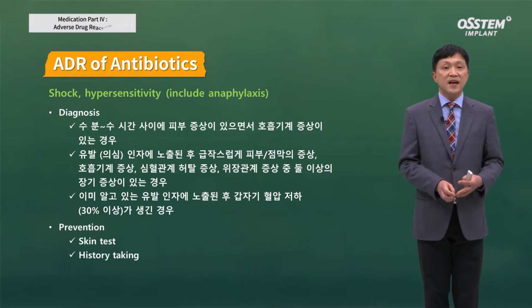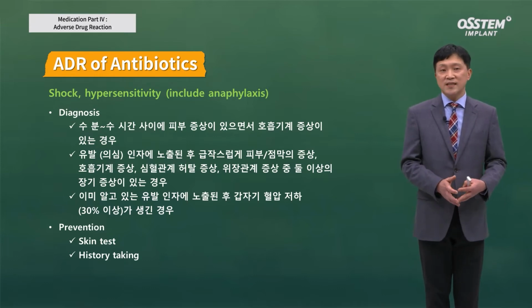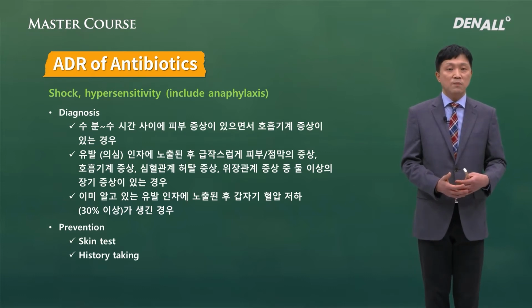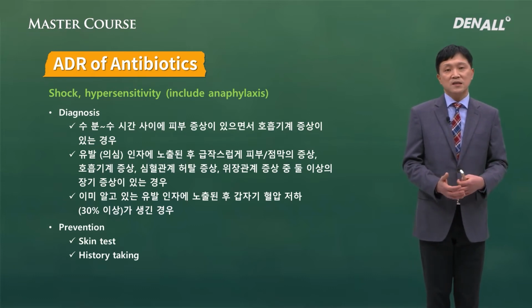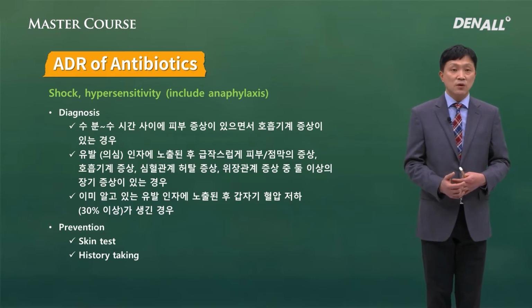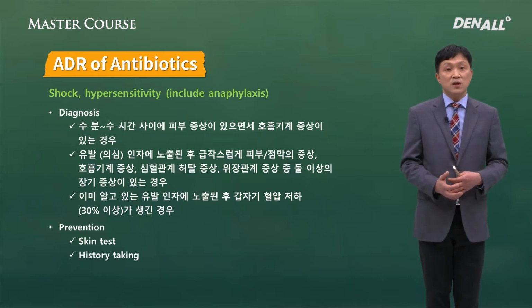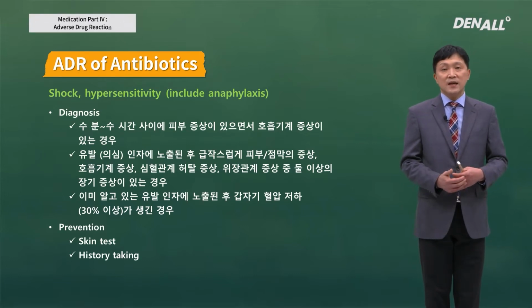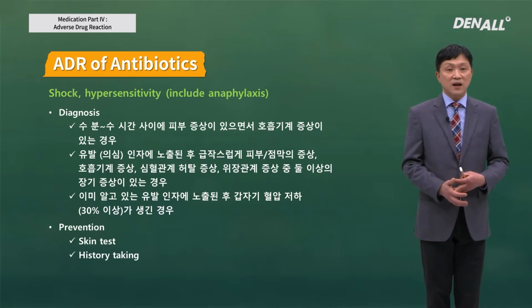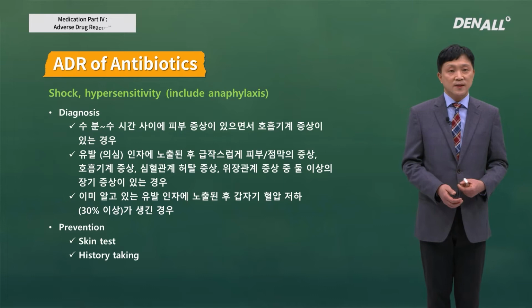Shock or hypersensitivity can be diagnosed early when there are skin symptoms within minutes to hours with respiratory symptoms. After exposure to the drug, two or more symptoms of skin, respiratory, cardiovascular collapse, or GI symptoms, the acute symptoms, or when blood pressure suddenly drops after exposure to known inducers. Diagnosis would be based on these. To prevent them, we need to do skin tests and history taking before administering antibiotics.